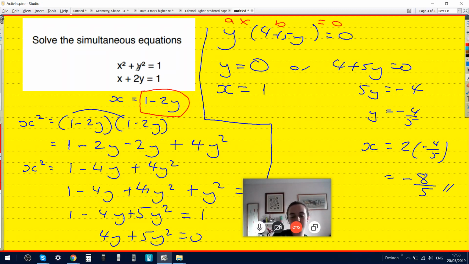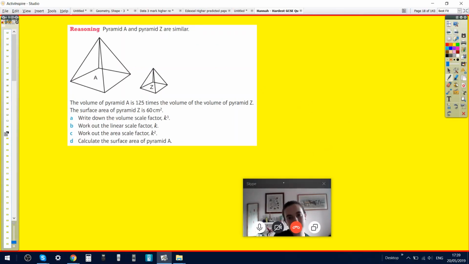That's it. So before you square the bottom one, you have to make either x the subject to make sure you get x squared, or make y the subject to get y squared, so that you can sub it into the top one. Any questions there? No. Okay, how do we do this?